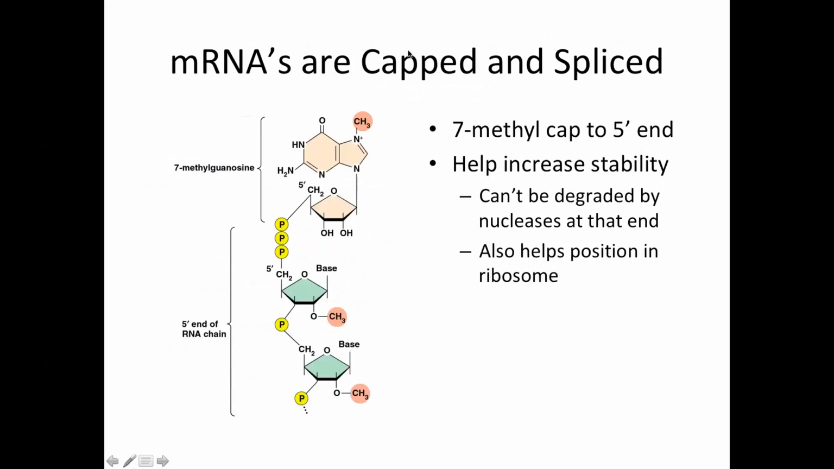So the mRNA are going to gain some special modifications here. So we're going to first add a 5' cap. We're going to add a 7-methyl guanosine cap to the 5' end. And what this does is it helps increase the stability of our mRNA. Because the mRNA has to travel, it's got to go from the nucleus into the cytoplasm, it can be degraded by an enzyme called nucleases. And so by adding the cap, it helps slow down that degradation by nucleases. This cap, as we'll see in a little bit, also helps position our mRNA in the ribosome.